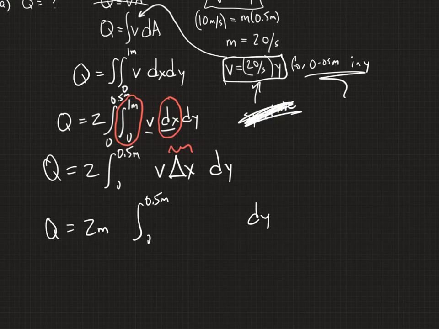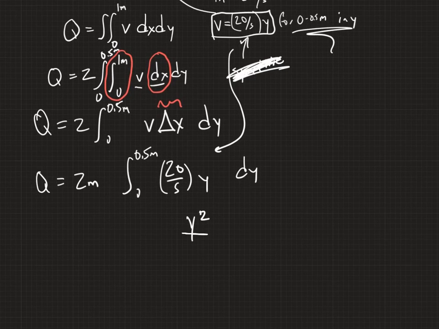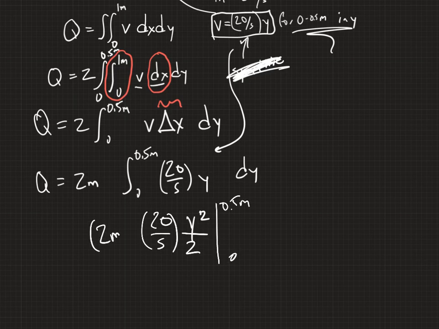And then I just need to plug in that V. So I'm going to plug that V in right here: 20 over seconds times Y. It's just a constant times a variable, in this case the Y. So this becomes Y squared over 2, times 20 over seconds, from 0 to 0.5 meters. And then we're going to multiply by 2 meters out front.